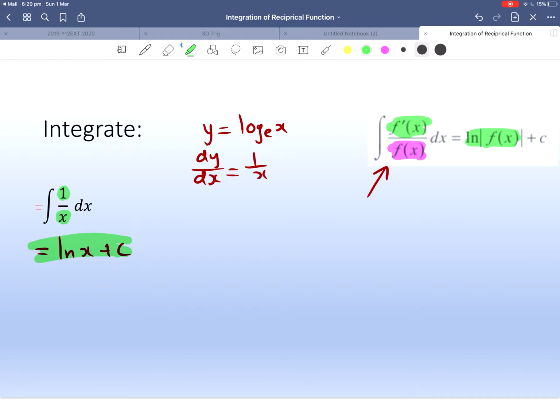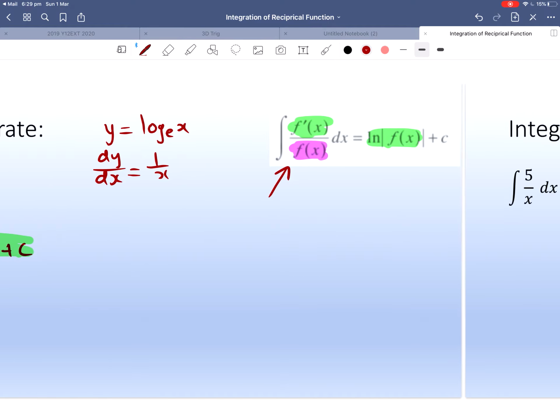Because what was our function in the bottom? It was just x. Okay, so have a bit of time to think about that, because it's probably a bit more. Now we're going to be doing that more so in the next couple of slides.